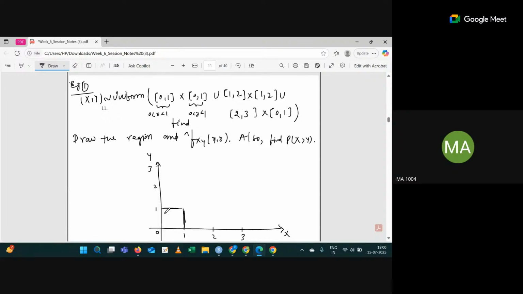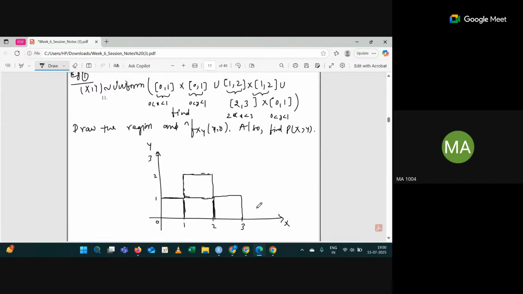Yes, sir. Right? And the union of the next one: x is 1 to 2 and y is 1 to 2. So this is the part, this square. Yes. Union of x is 2 to 3, but y is 0 to 1 only. So I'm saying x is 2 to 3, forgive my bad drawing, and y is 0 to 1. Understood? Are you able to relate now?